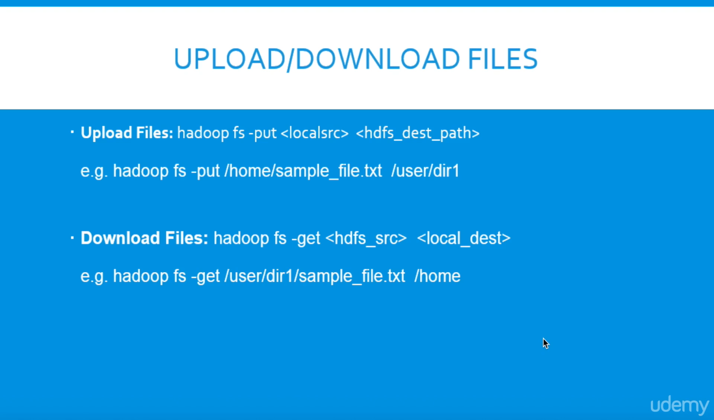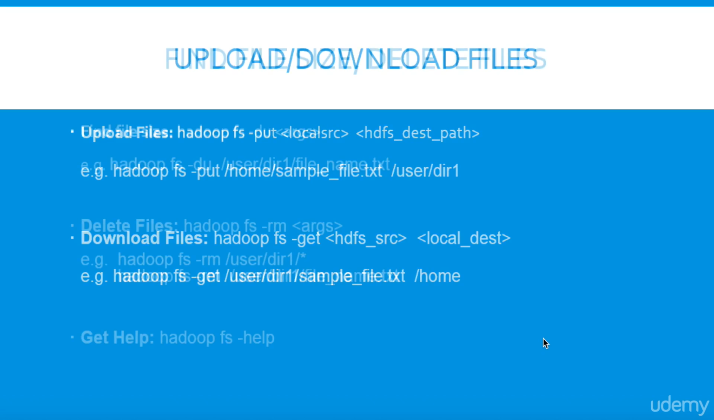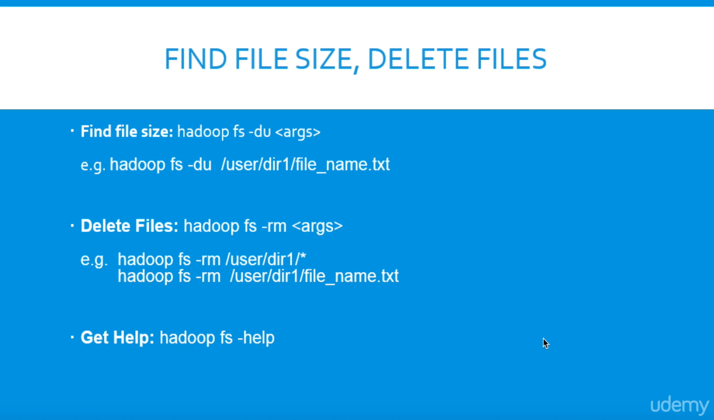And if you want to upload some files from your local directory to HDFS, you can use the -put command. To download files from HDFS, you can use the -get command. See the example here. To know the file size in HDFS, you can use the -du command. If you want to remove some files from HDFS, you can use the -rm command. And to get help, you can type the -help command on the terminal.